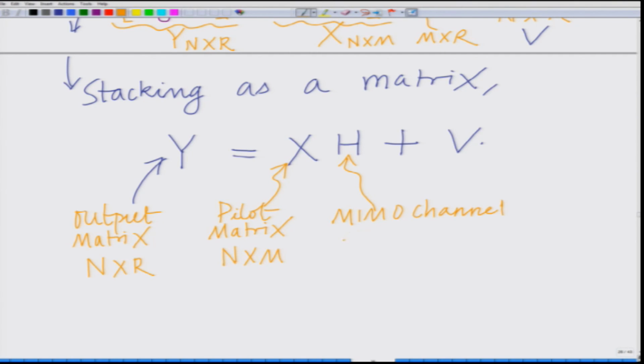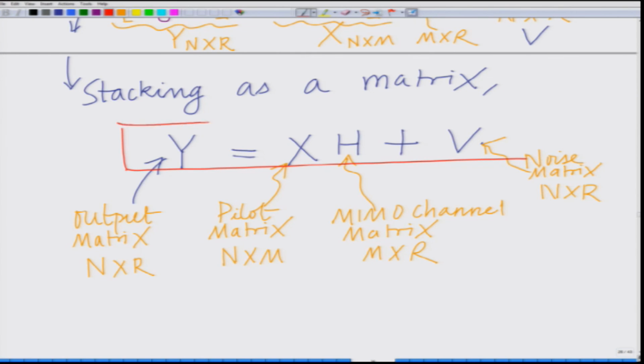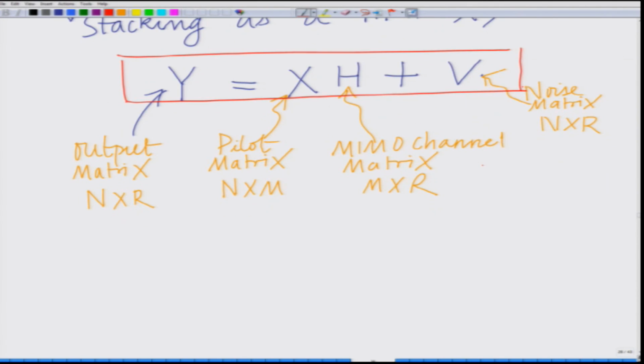This is now a MIMO channel matrix. We have already seen this. This is now a MIMO channel matrix, which is m cross r. m is the number of transmit antennas, r is the number of receive antennas, and this is the noise matrix, which is your n cross r noise matrix, and therefore, this is your final MIMO input output system model. This is your input output system model for the MIMO channel, that is a multiple input multiple output wireless channel.